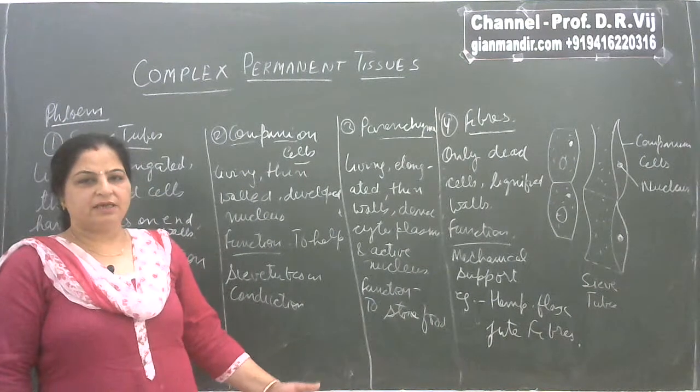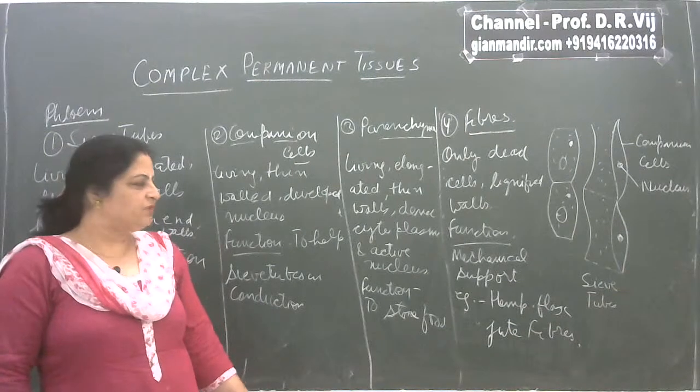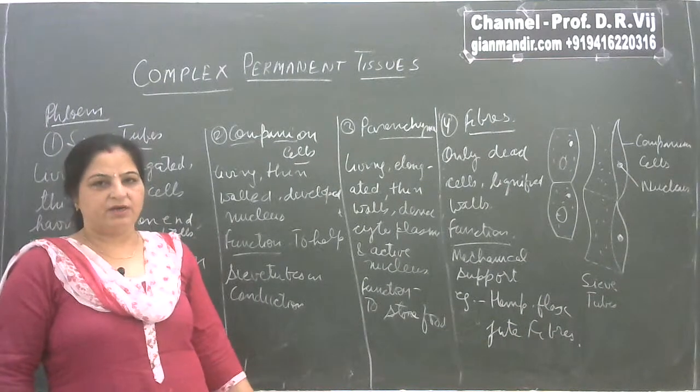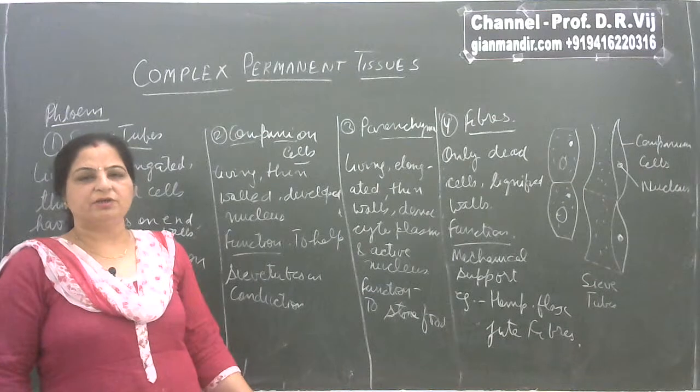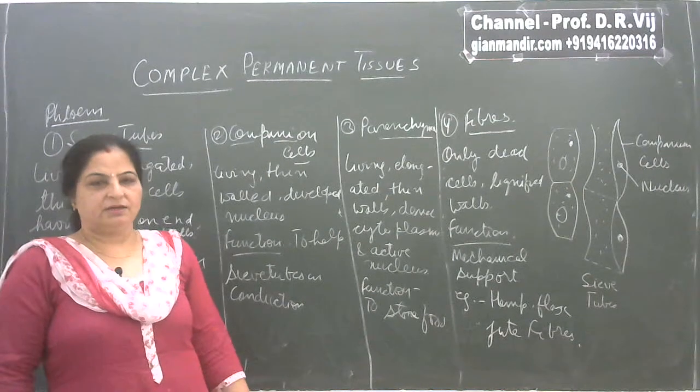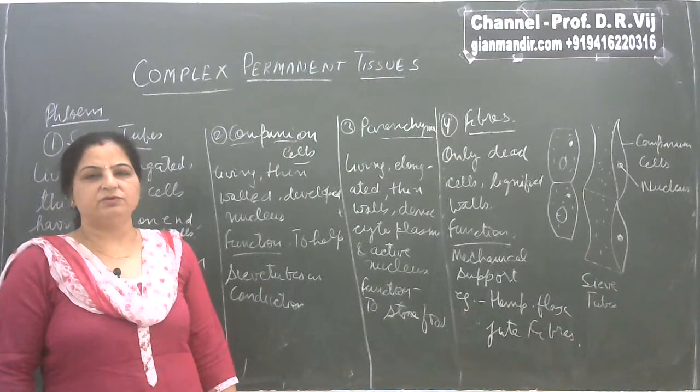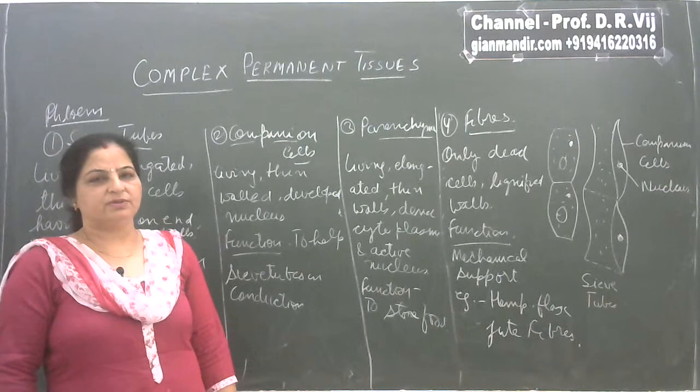And the common example of these phloem fibers which we use in our everyday life is the hemp or jute fibers or the flax fibers which we use for making textiles, right?